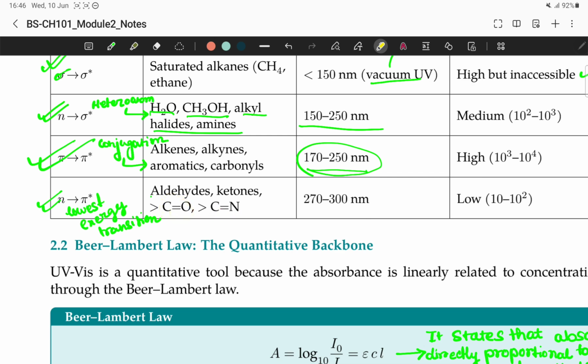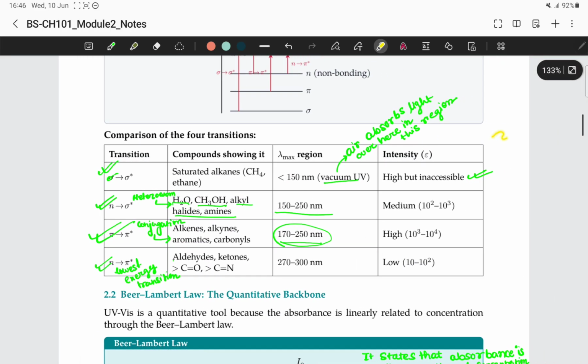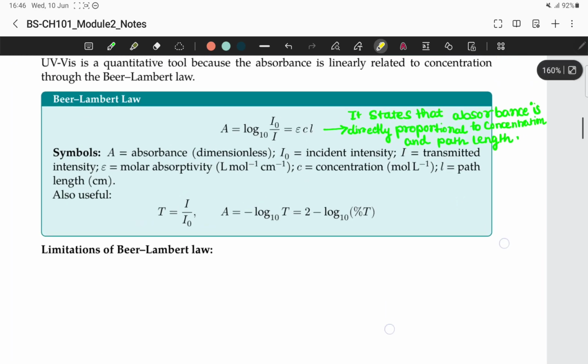Because the energy gap is tiny, it absorbs at a relatively longer wavelength, around 270 to 300 nanometers. However, its intensity is quite low because it is formally a symmetry forbidden transition. So you have covered the most important part. Remember these transitions, they are important from your exam point of view.